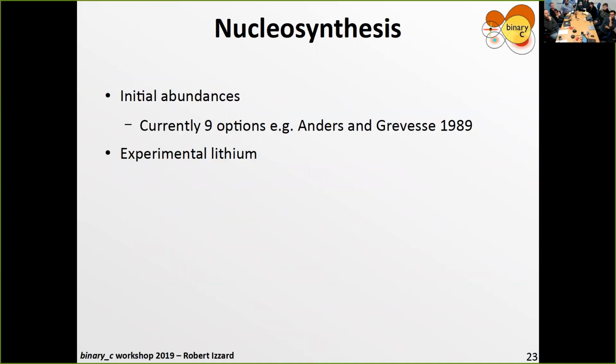In terms of initial abundances of the stars, there are 9 different options for an initial abundance mix at present. You can choose which is your favorite. The Anders and Grevesse paper from 1989 is very common in stellar evolution, but we also have many other things you may want to use, such as Asplund's mix, which are more modern. We also have a set of algorithms for experimenting with lithium, for example if you want to increase lithium abundances on the giant branch.